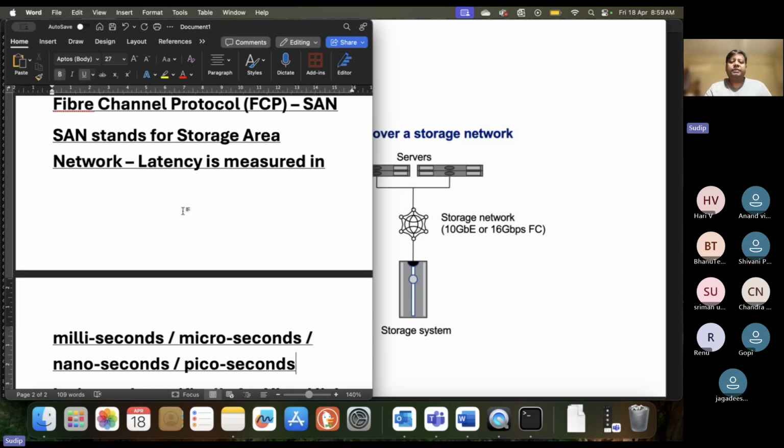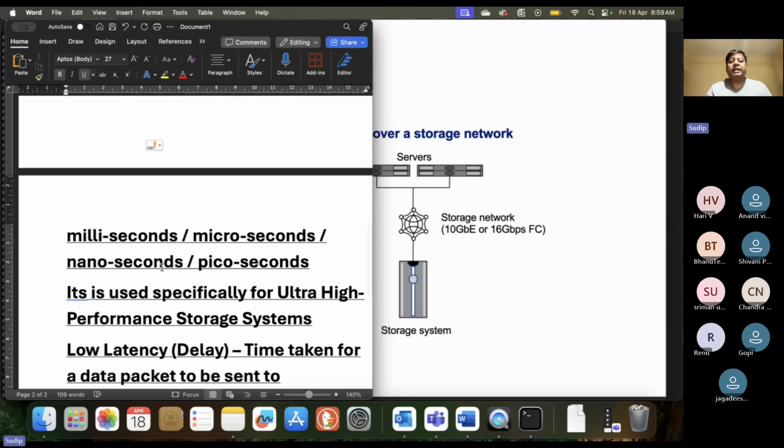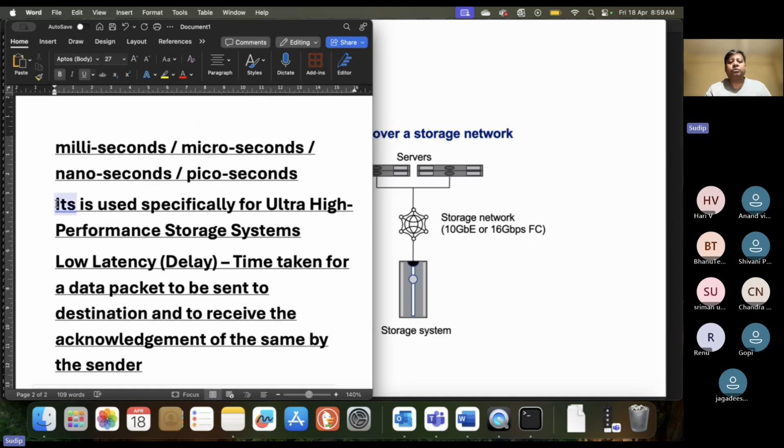And this is a dedicated network which is connected over fiber optic cables. And inside a fiber optic cable, what travels is actually light. And we all know from our physics classes that light is the fastest medium using which we can transfer information, right? So these fiber optic cables use laser light to transfer the information, and that is the reason why they become a very low latency network, and hence it is used for ultra high performance storage systems.